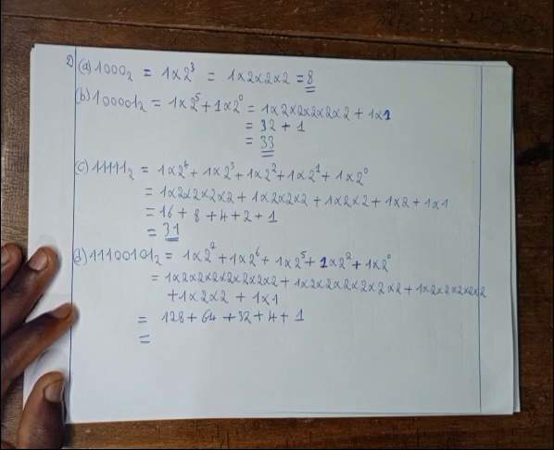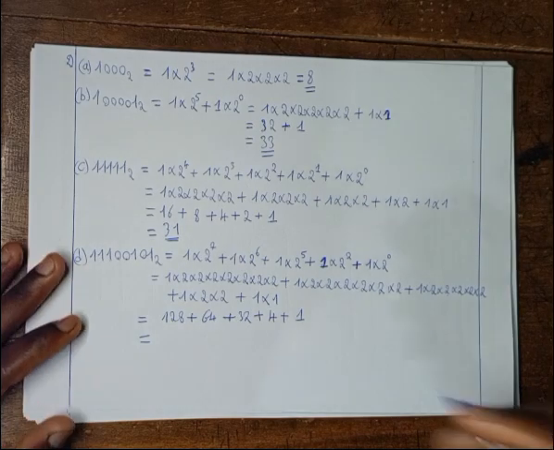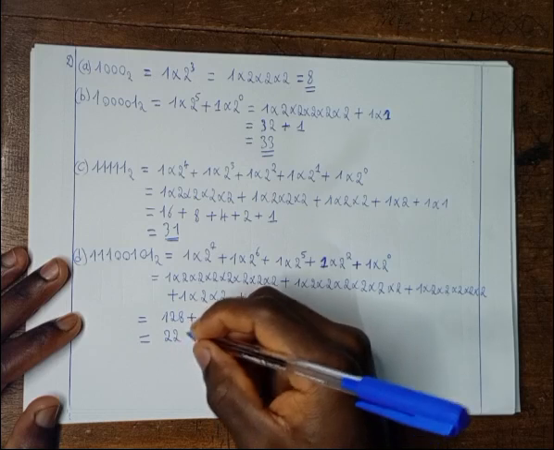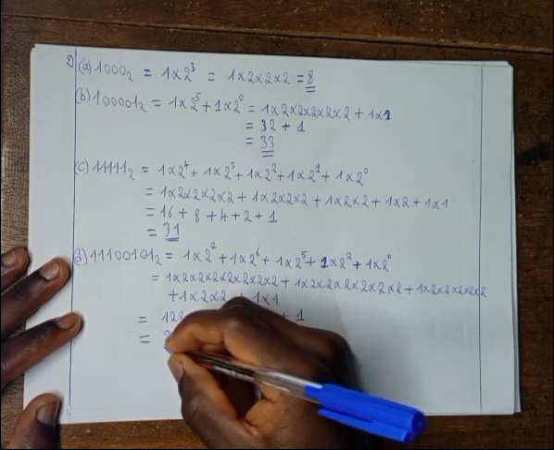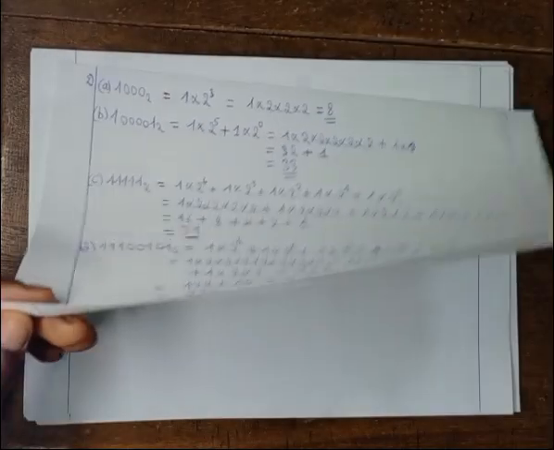128 plus 64 gives us 192, plus 32 it gives us 224, and plus 4 it gives us 228, plus 1 it gives us 229. We are done with question D. We are done with the exercises for application.